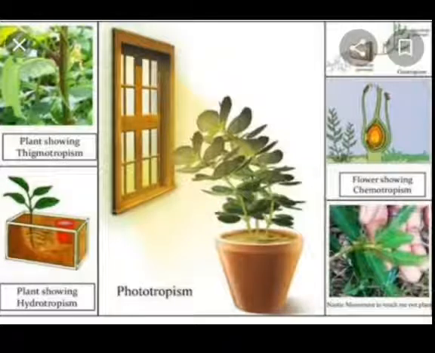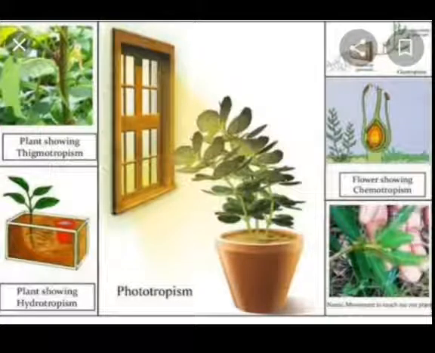The next one is chemotropism. It is the movement of plants in response to a chemical stimulus. A classic example of this type of movement is the growth of the pollen tube towards the ovule during fertilization in a flower. The last one is Thigmotropism. It is the directional movement in plants in response to touch. For example, the plant tendrils climb around any support which they touch.